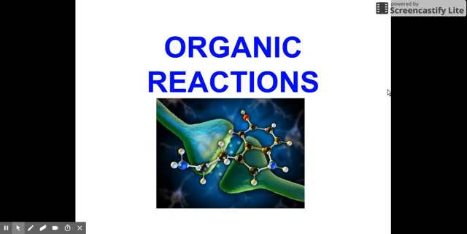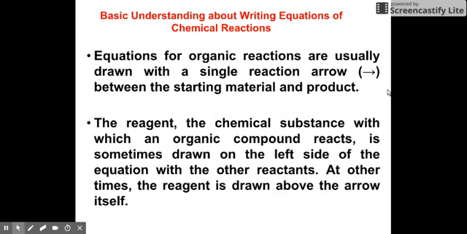But let's first recall the basics of a chemical reaction. When we write chemical equations of chemical reactions, we remember that first we use a single reaction arrow. A single reaction arrow separates the starting materials, which we call the reactants, placed to the left of the arrow, and the one to the right of the arrow, where the arrowhead is going, represents the formation of what we call the products.